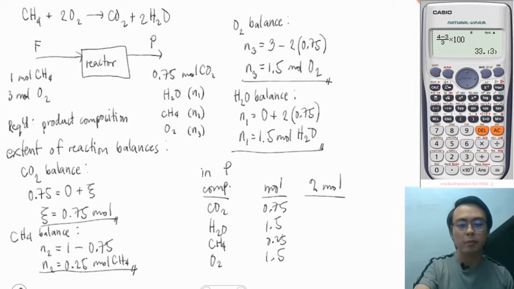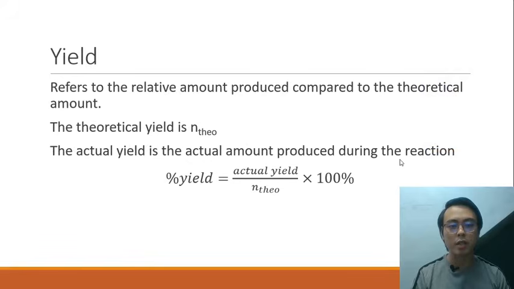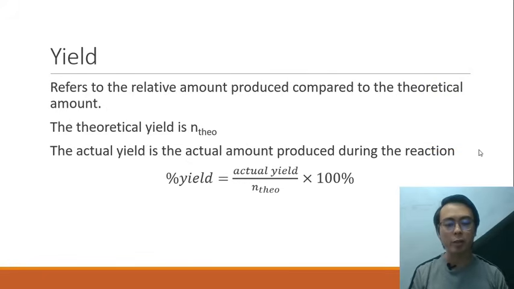Let's proceed. Next parameter that we have to discuss is yield. You are already acquainted with yield. In general chemistry, this is what we call percent yield, which is the actual yield over theoretical yield. So in this case, it's still the same. It's still actual yield over theoretical yield times 100%. The only difference is our denominator is now N Theo, which we have discussed earlier. So that's actual yield over N Theo.